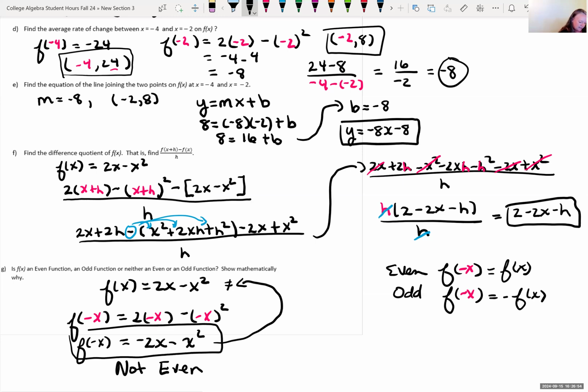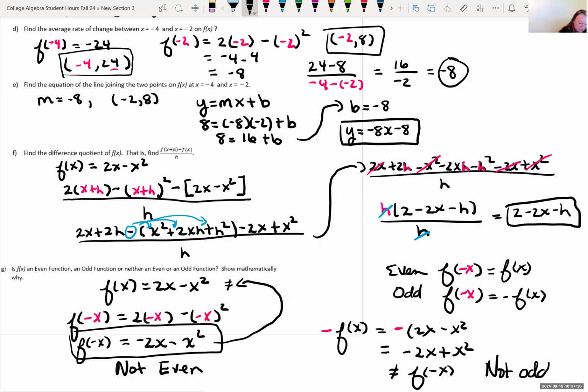So now let's look at what is negative f of x. That's just telling me I'm multiplying my whole equation f of x by negative 1. So putting a negative in front of my equation, which was 2x minus x squared. Distributing my negative 1, I get negative 2x plus x squared. If I look at this, this is not exactly the same thing as f of negative x, so this is not odd. So f of x is neither even or odd.